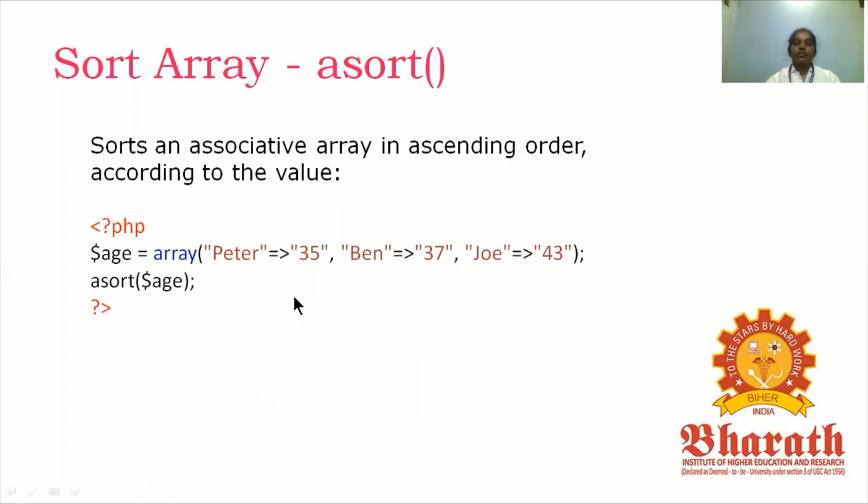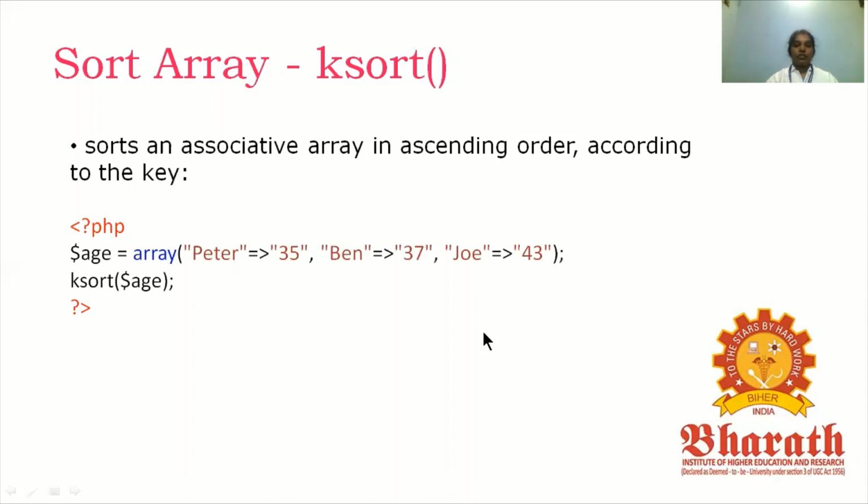Then the third function is asort. It sorts an associative array in ascending order according to the value. This is the example for an associative array. The asort function arranges according to the value. The values are 35, 37, 43, and it arranges according to the value.